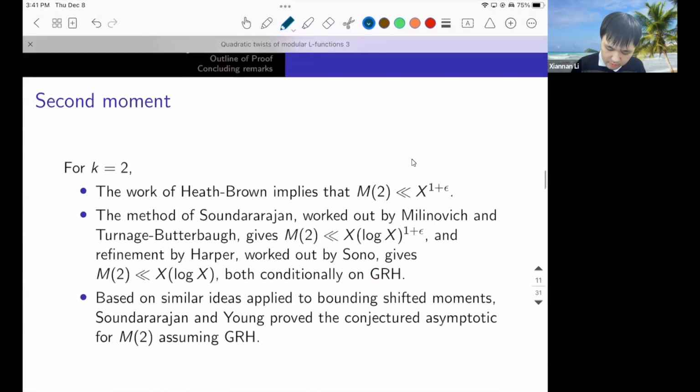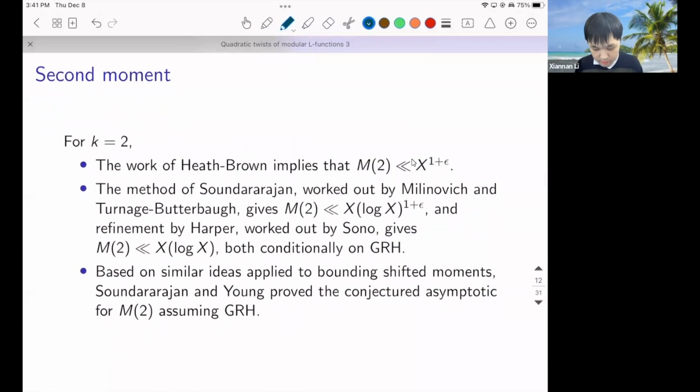So the case of the second moment has proven to be more difficult. Heath-Brown's work implies immediately that the second moment is bounded by x to the 1 plus epsilon. The method of Sound, by which I mean the work of Sound on upper bounds on moments of the Riemann zeta function, would give a bound of the form x log x to the 1 plus epsilon.